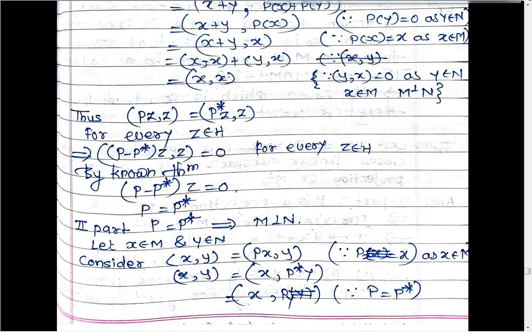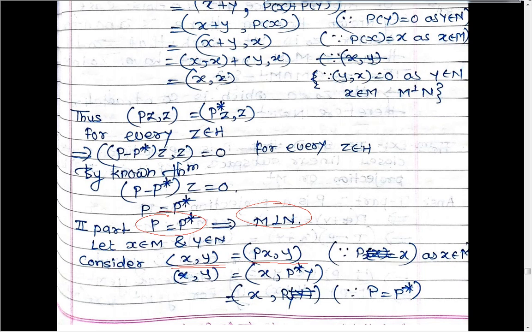the first part. Now in the second part, we are going to prove the converse. The converse is, if P is equal to P star, then M is orthogonal to N. That is, P is self-adjoint if and only if range and kernel are orthogonal to each other. So consider the inner product of x and y.